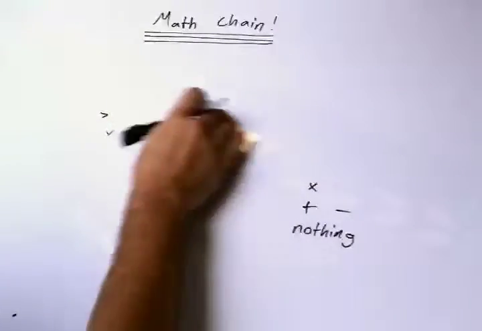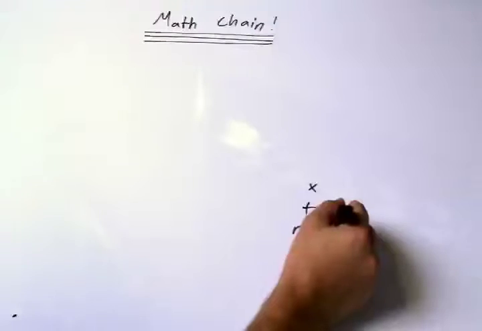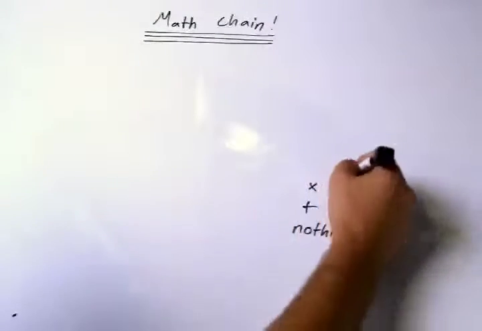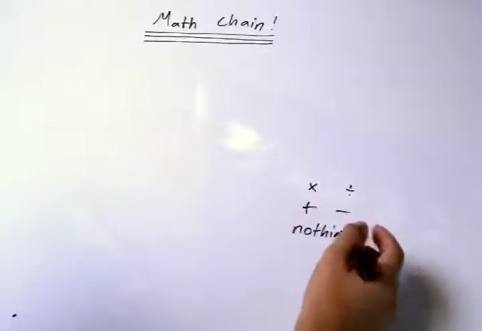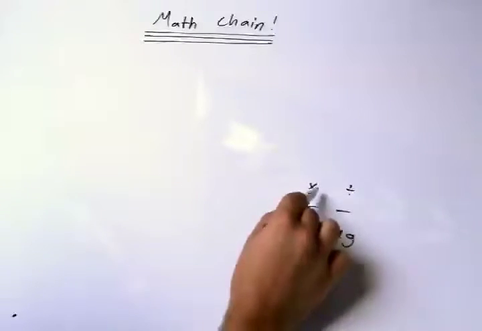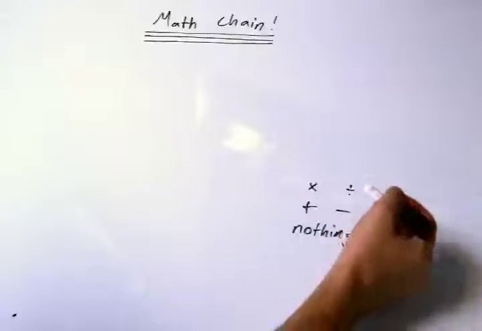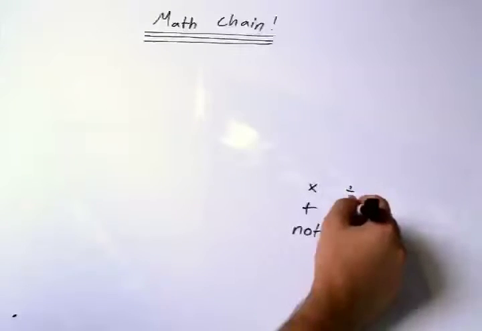And since subtraction is an inverse of addition, then division must be an inverse of multiplication. In other words, division, in a sense, is a fast form of subtraction.